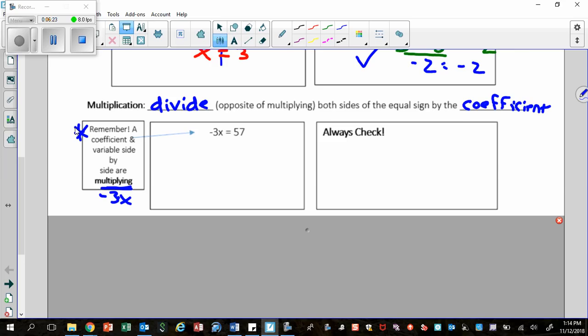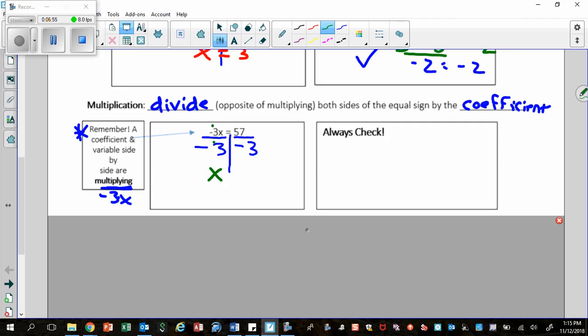Okay, so we have negative 3x equals 57. So I'm going to divide both sides by my coefficient. The coefficient is the number in front of the variable. So we're going to divide by negative 3 on this side. And if I do it on one side, remember it's an equation, we have to do it on the other. It should look identical. From here, I'm going to ask you, what is negative 3 divided by negative 3? And negative 3 divided by negative 3 should be a positive 1, or 1x.